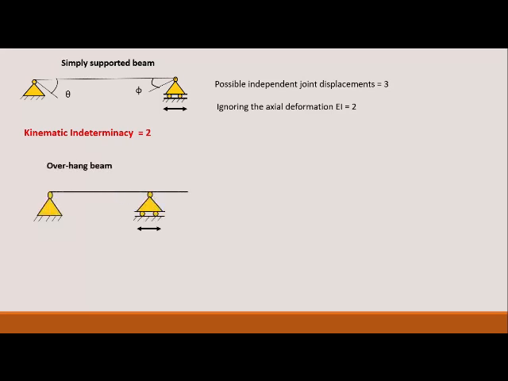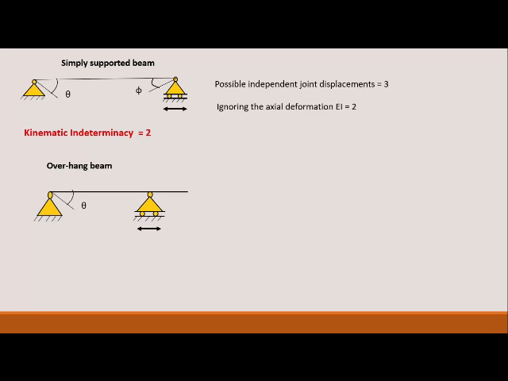Let us now consider an overhang beam where there is a hinge joint at the left and a roller joint at the right end. By the way, I must mention that all the structures being considered in this lecture for calculating the kinematic indeterminacy were considered in the previous lecture also for calculating statical indeterminacy step by step. So here let us come back.